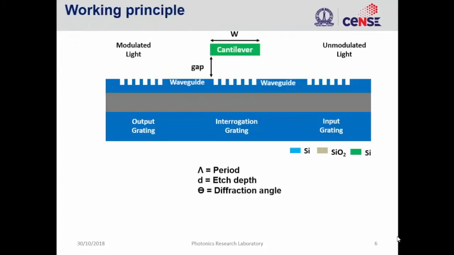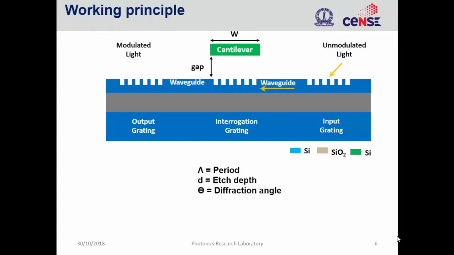Going to the working principle, we have input and output gratings which are used to couple light in and out of the chip. The waveguide is used to guide light through the circuit, and we have the interaction grating to couple out light and sense the vibration.